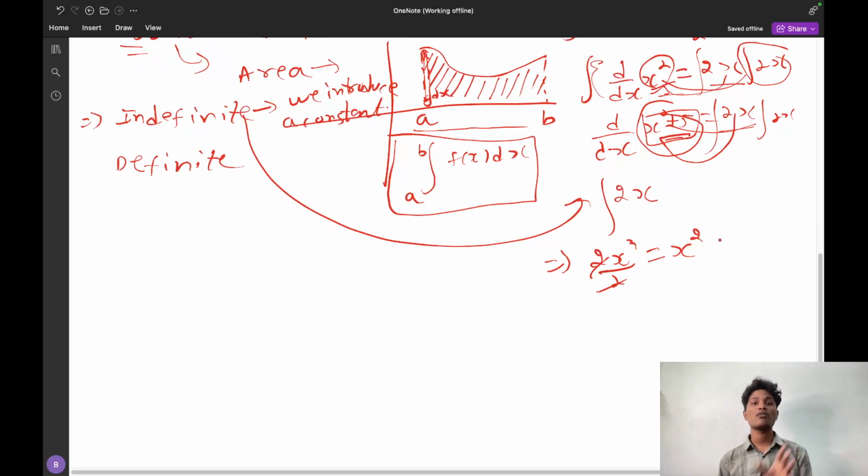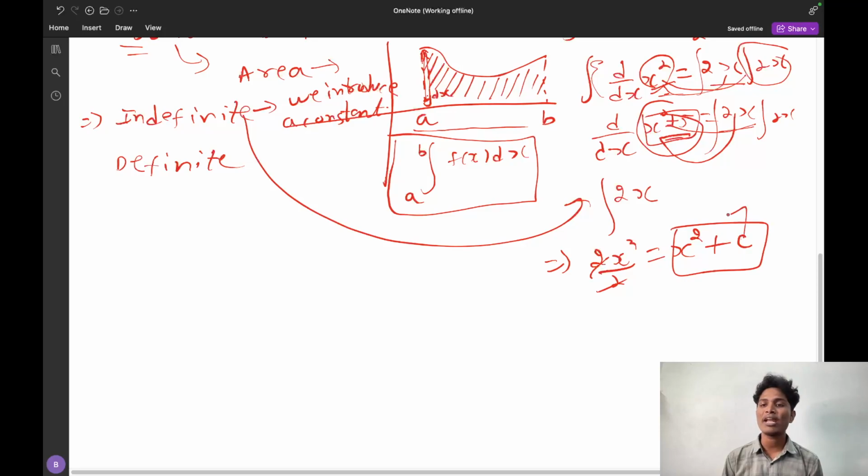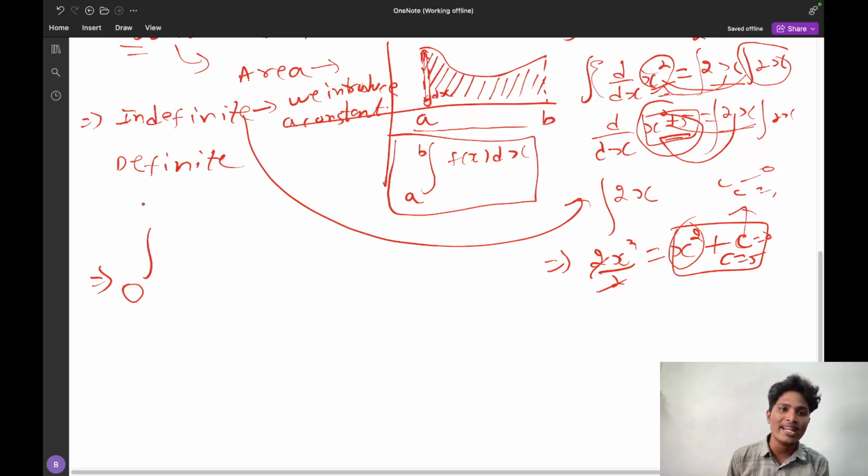But x square alone is not the answer. The x square plus c is the answer. And the c can be anything. That is, c can be 0, 1, anything, depending on the constant. For x square plus 5 we have to use c equal to 5. And when c is equal to 0, we will get back x square only. So this is indefinite, that is integrating without any limits.